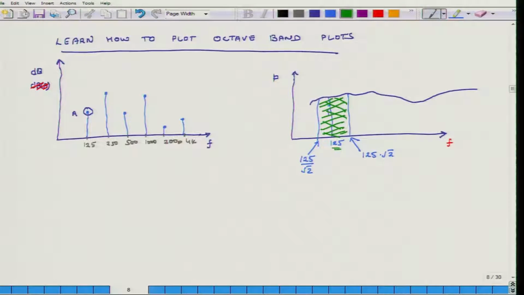So, how do we compute all the energy? My FFT plot gives me this curve. But from this curve, how do I compute all the energy which is contained in this band and somehow convert it into decibels? That is what our aim is. Okay. So, what do we do? The way I compute this decibels is through this step by step process.